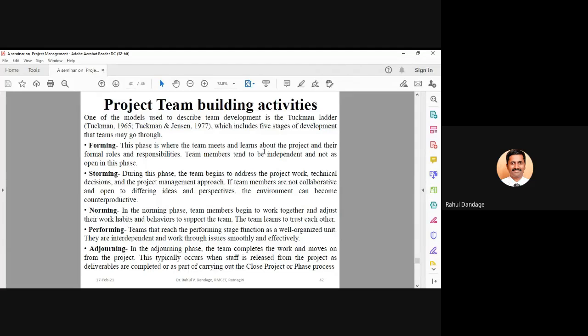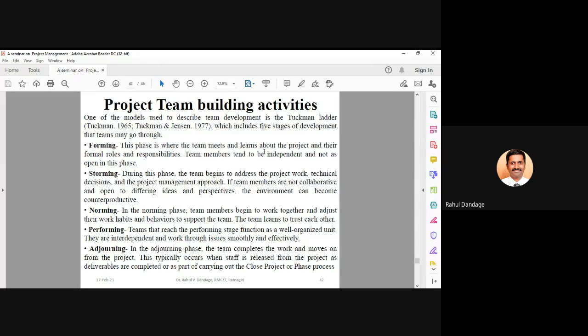So what are these activities? Forming, storming, norming, performing, and adjourning. Sometimes people only follow 4 activities, that is forming, storming, norming, and performing. Even our syllabus mentions only the 4 activities: forming, storming, norming, and performing. But the original Tuckman's document, which gave the project team building activities, proposed 5 different activities. That's why we will discuss that 5th activity also.